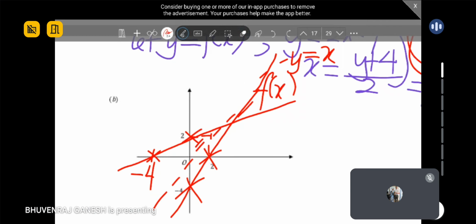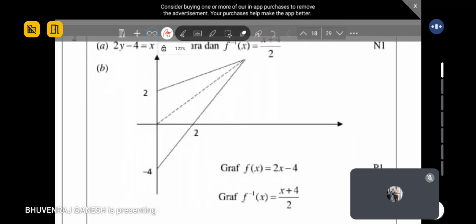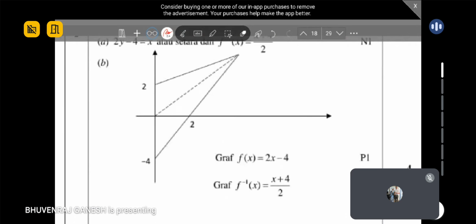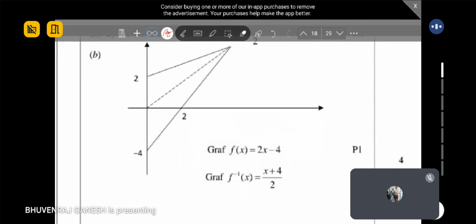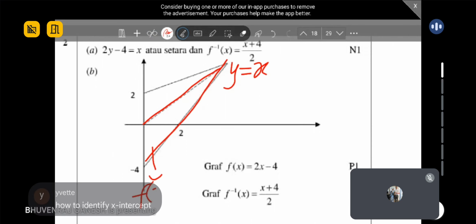Kadang-kadang dia tak sangat accurate. Okay, but you guys see the idea lah. Kamu boleh nampak idea dia. Okay, you can see over here. This one more accurate. Okay, so this is how you should draw the graph. Boleh faham? So make sure you show this line. This line is y equal to x. Okay, and then this one is f(x). And then this one is f inverse x, f songsang.